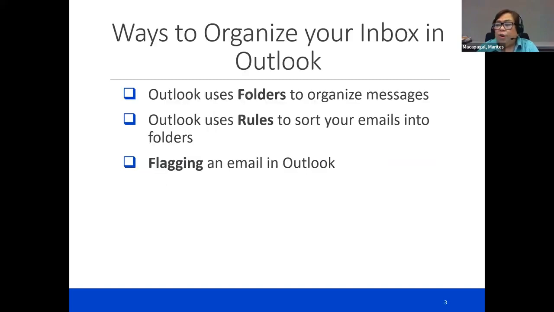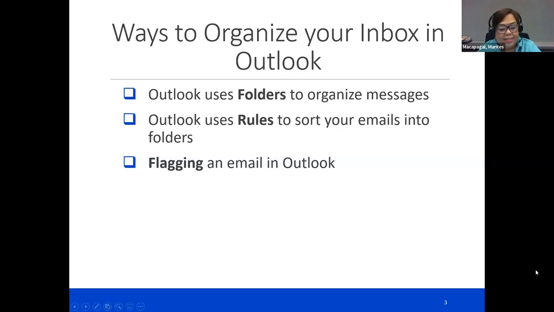Now, there are ways to organize your inbox in Outlook. First, Outlook uses folders to organize messages. Secondly, Outlook uses rules to sort your email into folders. And lastly, flagging an email in Outlook. So those are the three ways to organize your inbox in Outlook. I'm going to show all of you how to do all of this: how to create folders and organize emails in them, how to create rules, and how to flag emails in your Outlook.